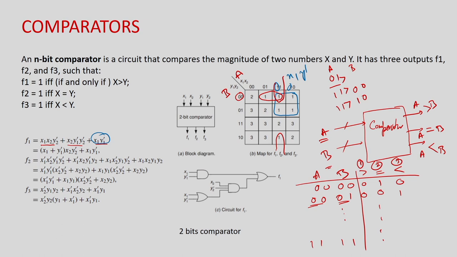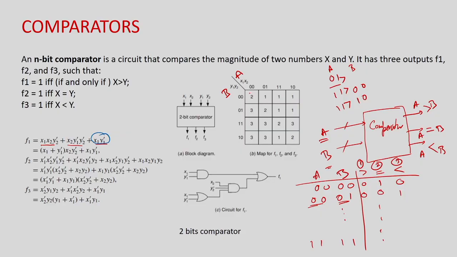Then similarly, if I look at the equal option, there are basically only four scenarios where it will come: 0, 0, both A and B value 0, 0; or 0, 1, 0, 1; or 1, 0, 1, 0; or 1, 1, 1, 1. So those are basically the corners. This means 1, 1, 1, 1, and this means 1, 0, 1, 0. So I have these corner values and there is no optimization or minimization possible here.